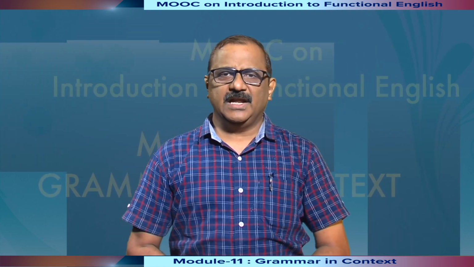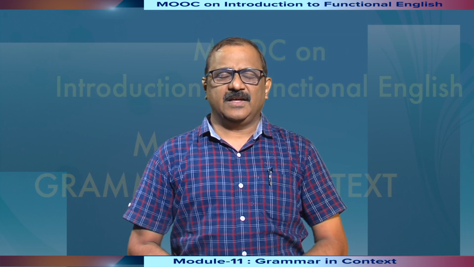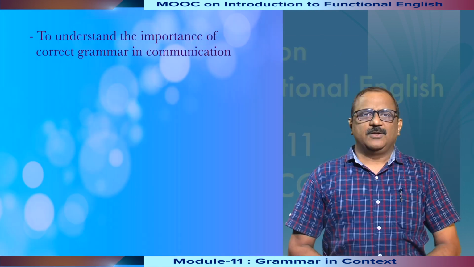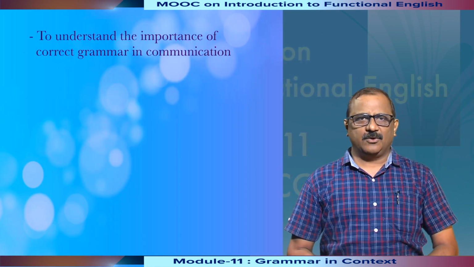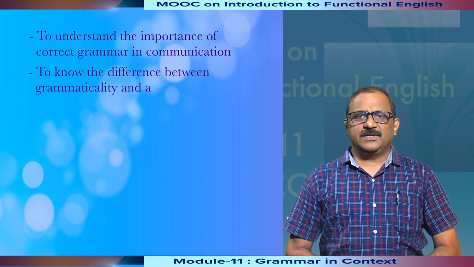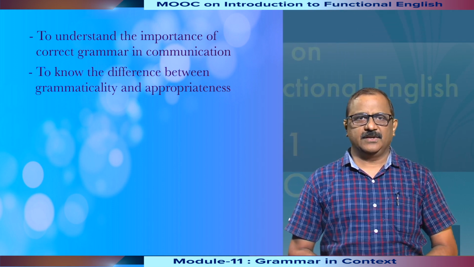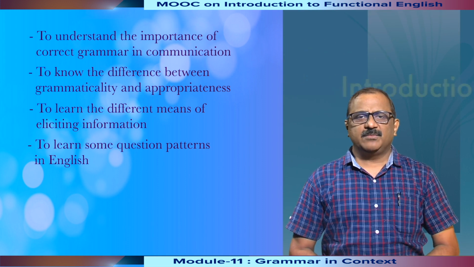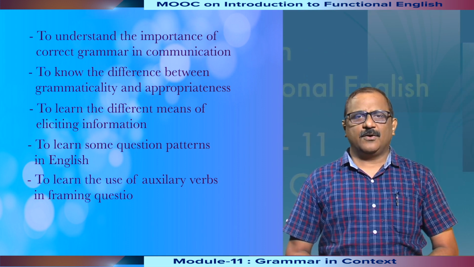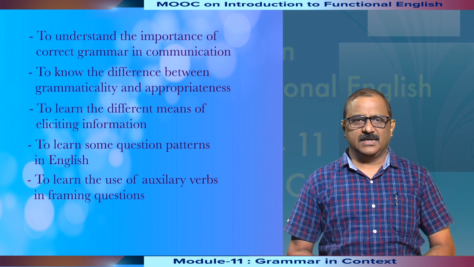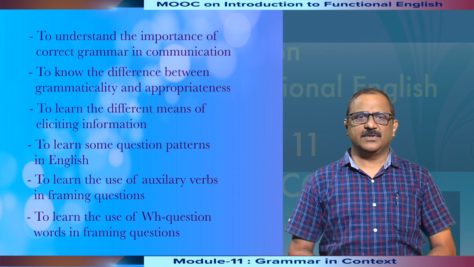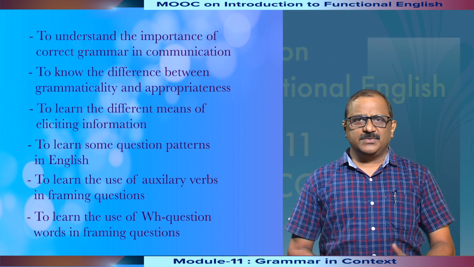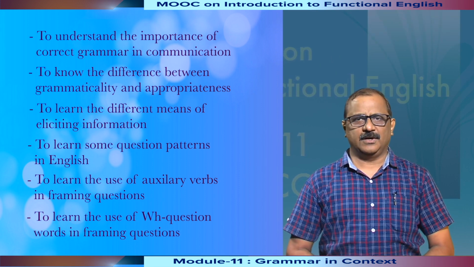Today's module number 11 is Grammar in Context, and at the beginning of this module I am going to spell out very clearly the objectives: to understand the importance of correct grammar in communication, to know the difference between grammaticality and appropriateness, to learn the different means of eliciting information, to learn some question patterns in English, to learn the use of auxiliary verbs in framing questions, and to learn the use of WH question words in framing questions. So dear friends, these are the clear-cut 6 objectives which we have outlined for today's module.